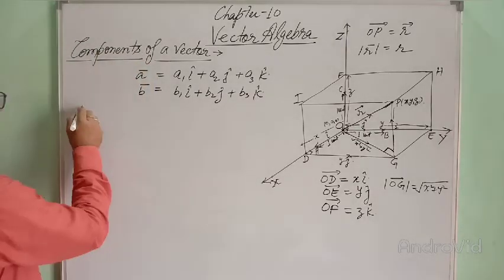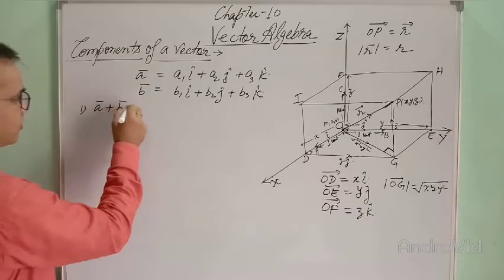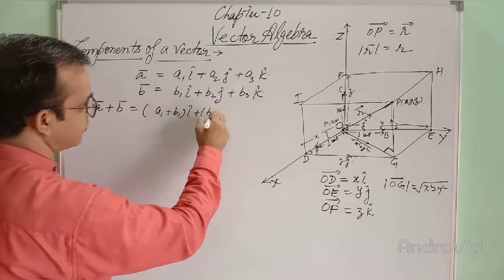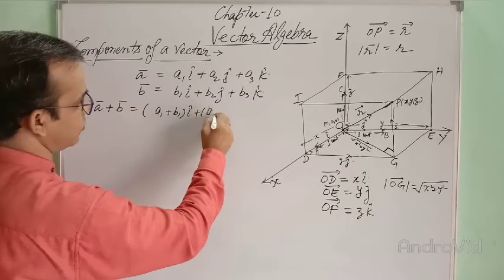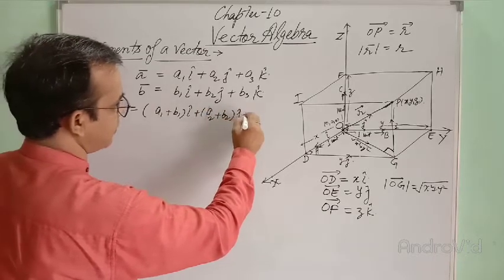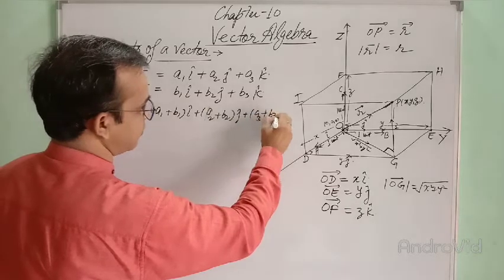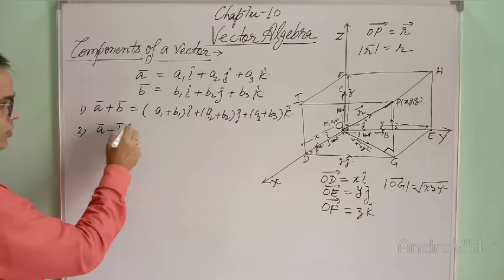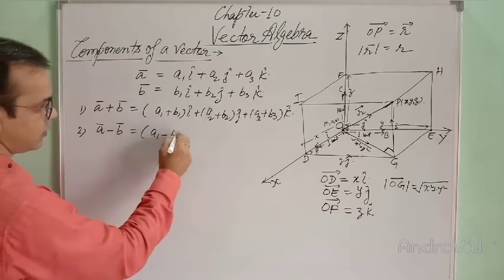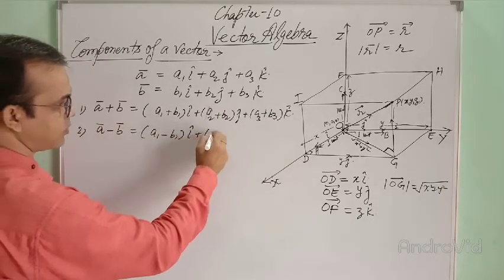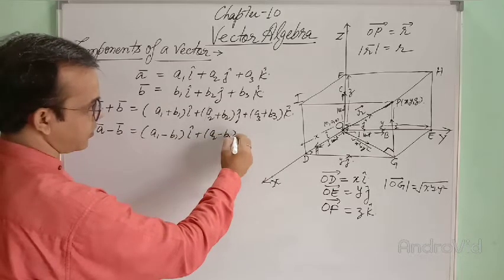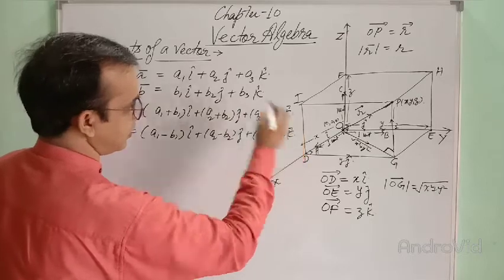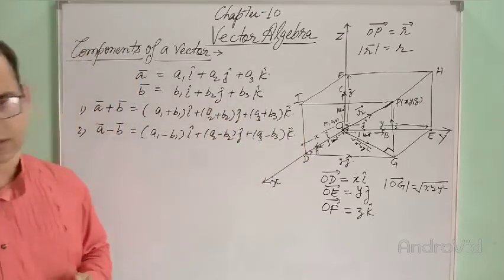So now suppose we want to get the sum of these two vectors, then the scalar components will be added: A1 plus B1 i cap plus A2 plus B2 j cap plus A3 plus B3 k cap. The second point, we want to get the difference of these two vectors, then a1 minus b1 i cap plus a2 minus b2 j cap plus a3 minus b3 k cap. We will get these vectors.